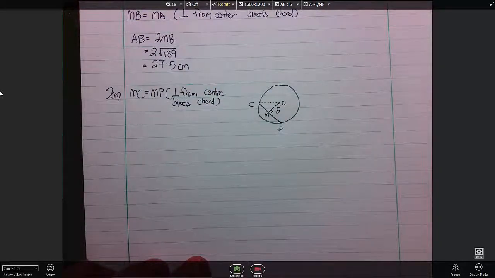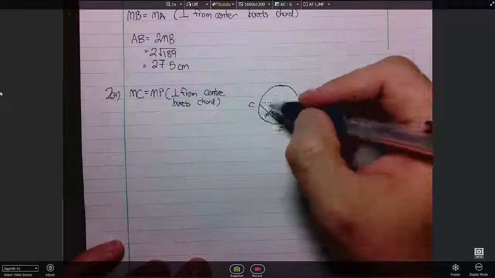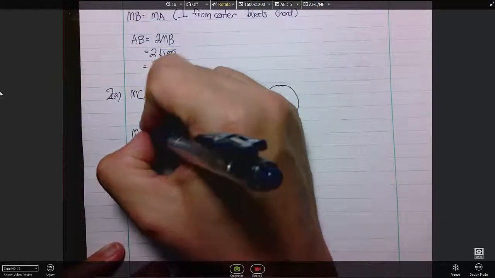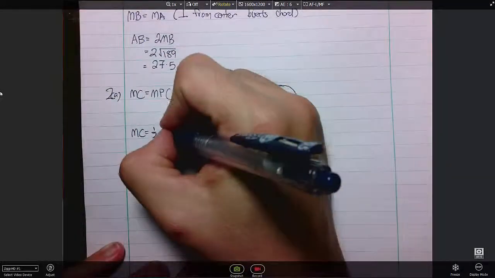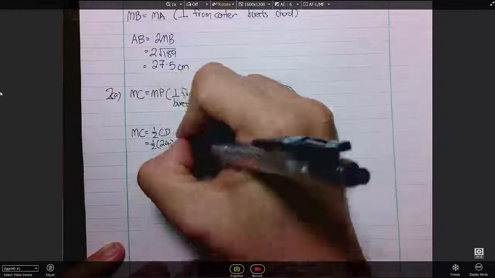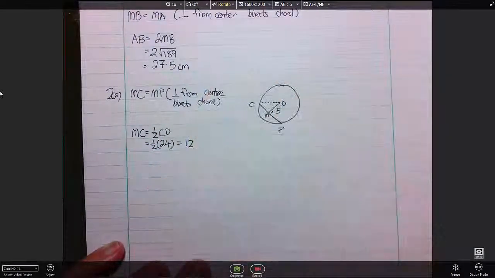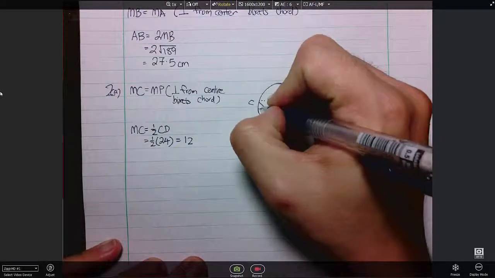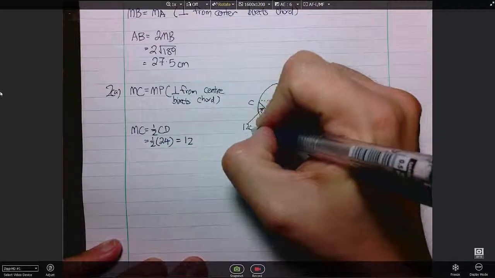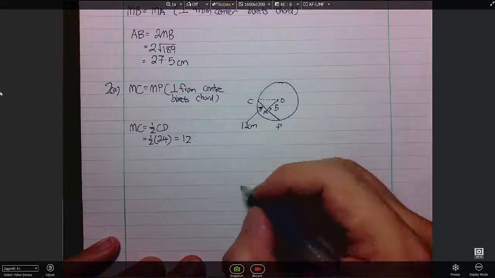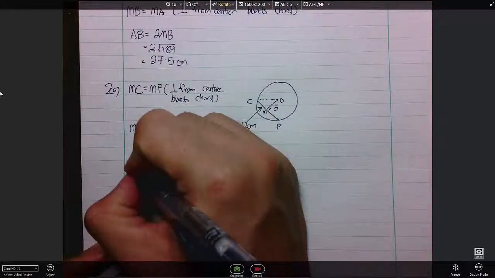And therefore, if the whole of CD is equal to 24 cm, then MC is equal to half of CD, which is half of 24 cm. What I get is that MC is equal to 12 cm. So I label this point here 12 cm. Now for me to find the radius OC, I apply Pythagoras Theorem.